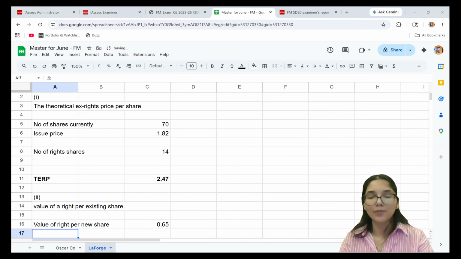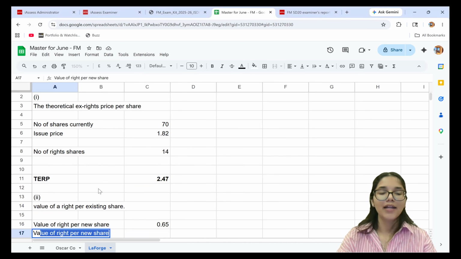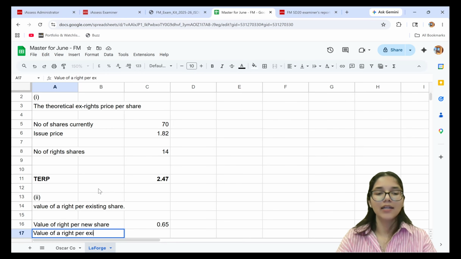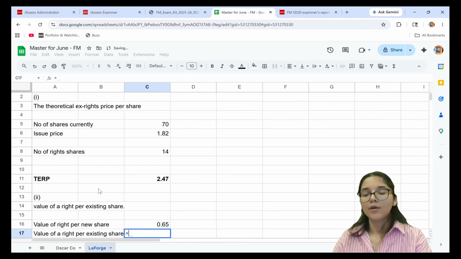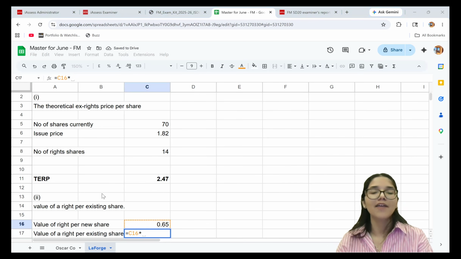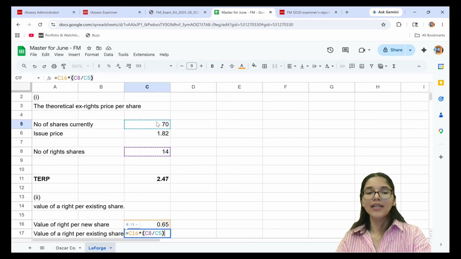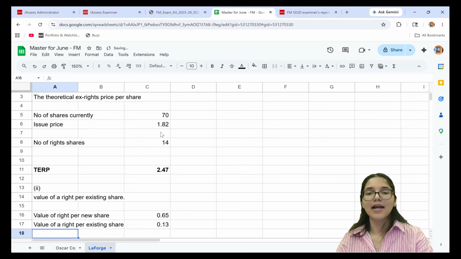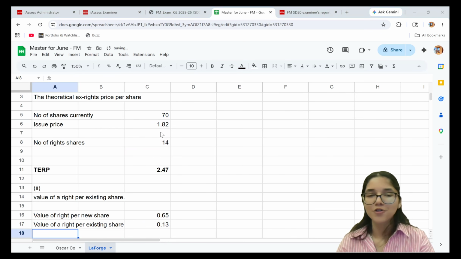Now this is not yet my final answer because I have to find out per existing share. So value of right per existing share is actually going to be 0.65 multiplied by the rights issue ratio. So for every 70 million shares, we have issued 14 million shares. So my ratio becomes 14 divided by 70. That means my value of right per existing share is actually 0.13.